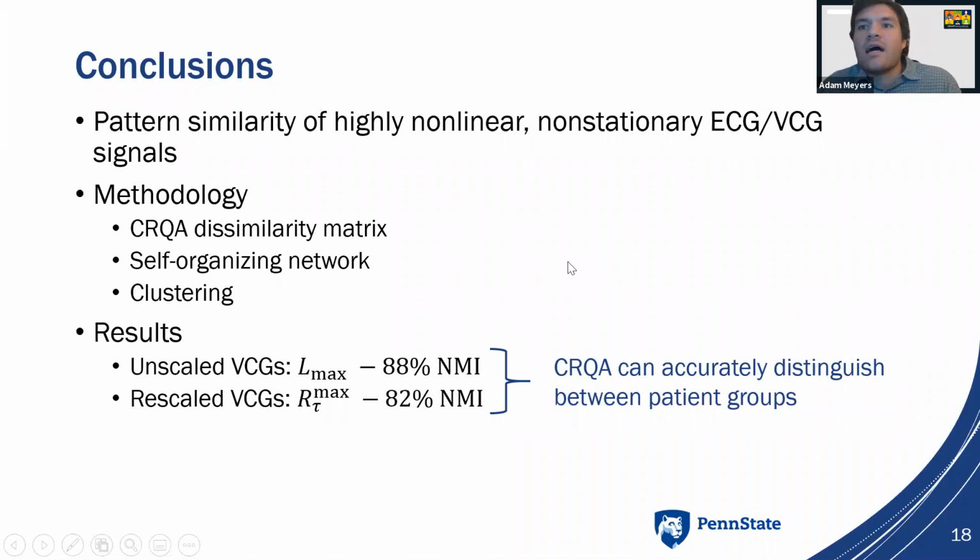Okay, so just to conclude, I presented my methodology for pattern matching of multidimensional physiological signals. These signals are highly nonlinear, non-stationary. In our case, they're also spatiotemporal because we're using VCG signals. And it showed that our methodology performed pretty well, with the diagonal line measures performing particularly well, with Lmax performing the best. And whenever the VCG signals are rescaled to reduce the effects of amplitude, our proposed measure, Rmax tau, performed the best. And so this shows that CRQA does have the potential to accurately distinguish between patient groups.